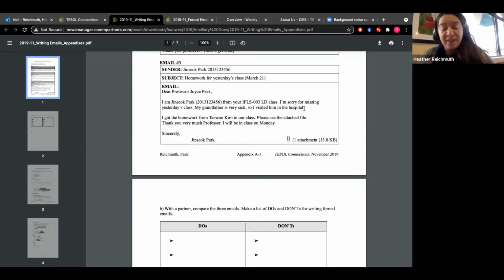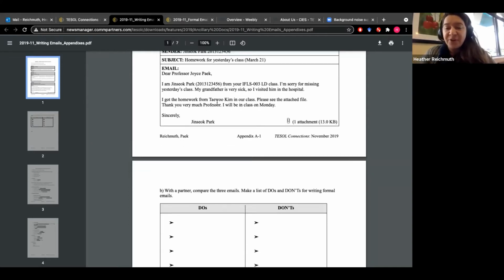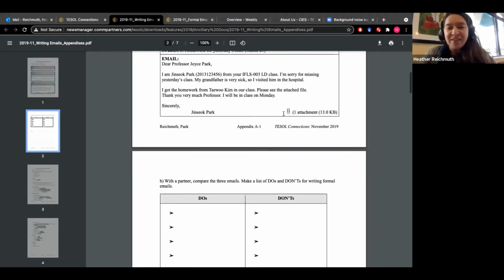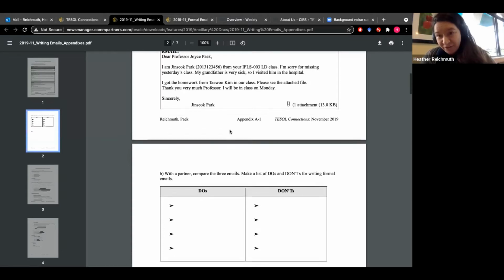And then they apologized, they said why they're writing, and they also said that they got the homework on their own and they attached it. And they said that they attached the file, which is really helpful to know. Then you know to look for that file, right? And then "Sincerely," and then their full name.